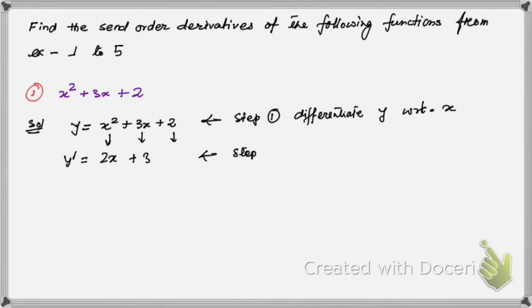Then again, step 2: as we are going to find the second order derivative, differentiate it again. That means differentiate y dash with respect to x again. So you will get y double dash: the derivative of twice x is 2, and the derivative of 3 is 0, because 3 is a constant. So our result is 2. This is our answer. Hope you have understood. Now let's move on to the next question.